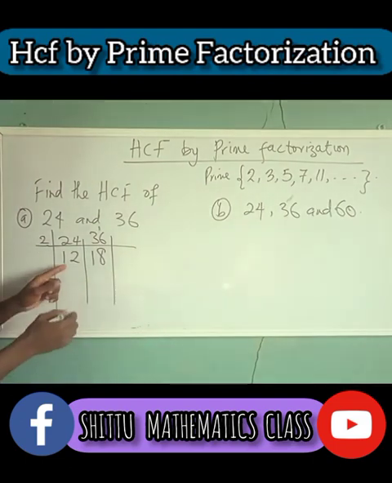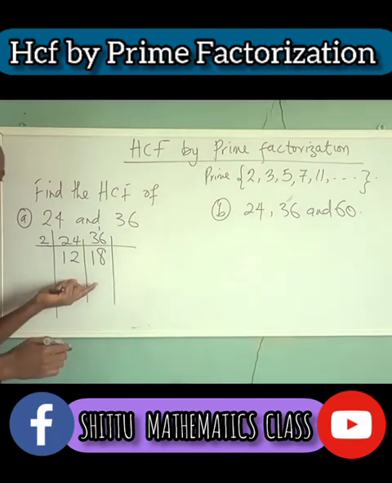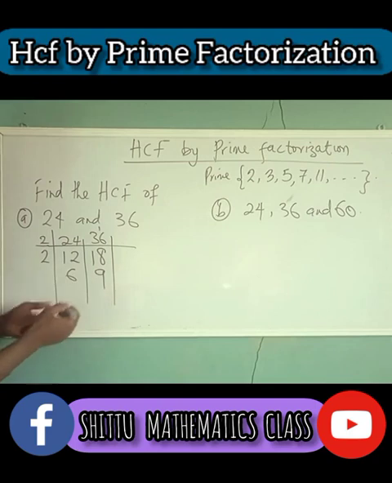So now we can see that what we have, they are still divisible by 2. So therefore we have these 2 here. 2 in 12, we have 6. Then 2 in 18, we have 9. Are you getting it now?